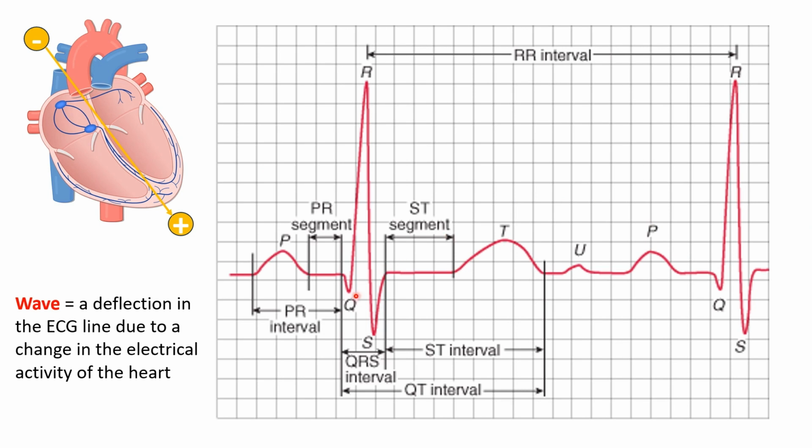If we look here, we have the P wave, which represents atrial depolarization. We can see that the P wave has a lower amplitude or height compared to the QRS complex. If we look at the R wave up here, it's much higher than the P wave, and that's because the atria have a lot less muscle mass, so there's going to be less electrical activity picked up by the electrodes.